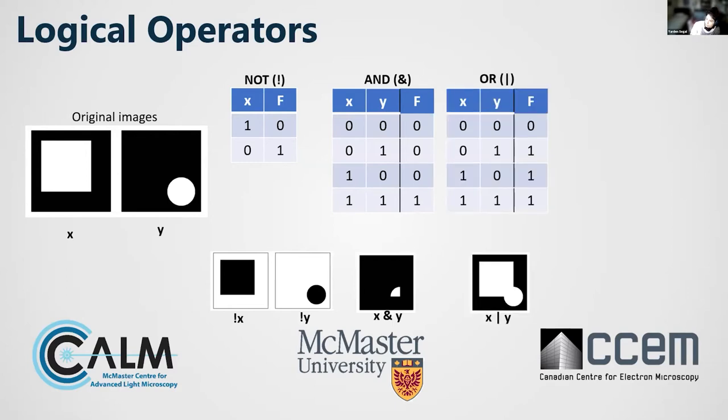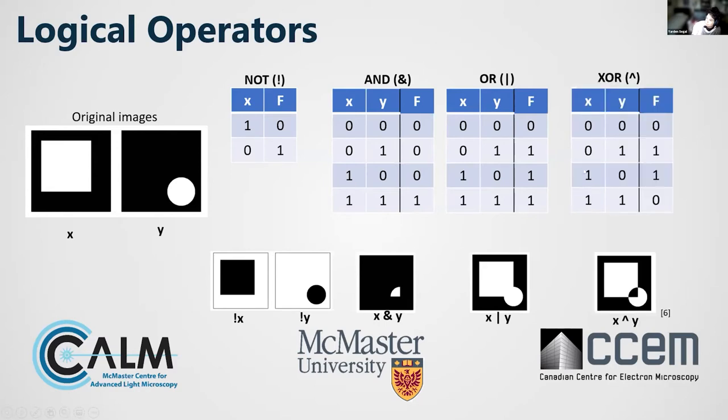There's the OR, which is basically if it's X or Y, then that's when you create that part of the image. And then the exclusive OR, which can be used as a modulo 2 operator, and, like the name says, is exclusive. It can be 1 or 0, but it can't be both. So you can see here that there's a gap where it's X or Y.